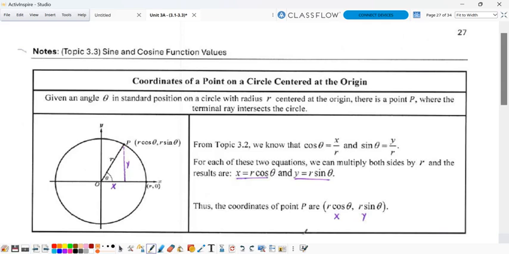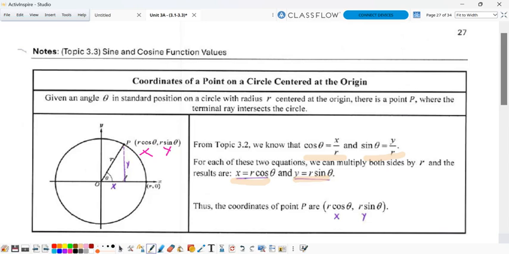We know that cosine theta is x over r, and sine theta is y over r, and r is the radius of the circle. If I solve for x, I can say x is r cosine theta, and y is r sine theta, which means my x and y coordinates are in terms of sine and cosine.